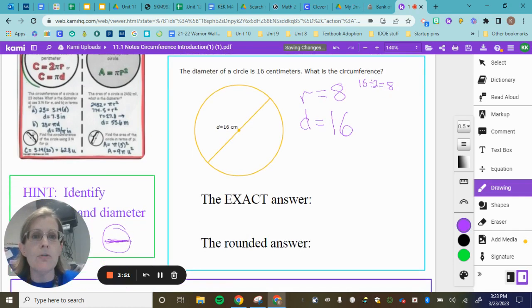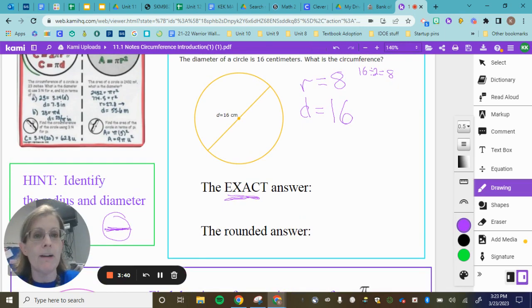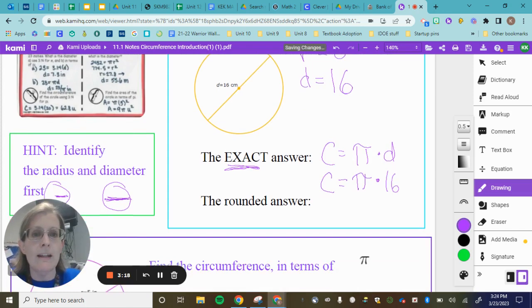Now, you might be asked two things. You might be asked to find the exact answer. Remember that pi, we usually use 3.14 for it, but it's actually never ending. It's 3.14159 and on and on. So if they say they want the exact answer, that means you leave the pi. So circumference equals pi times diameter. Pi never changes, and the diameter we're going to use is 16. So you will actually write C equals 16 pi, because they like the number first and the pi at the end.